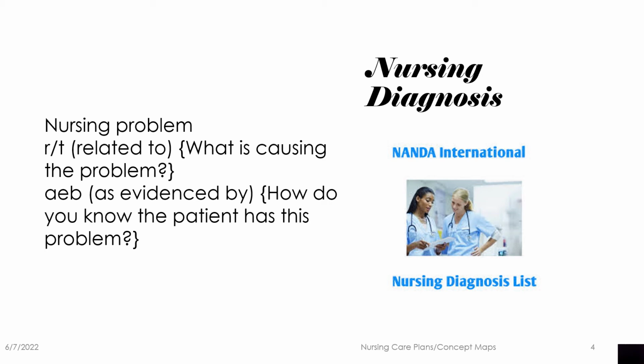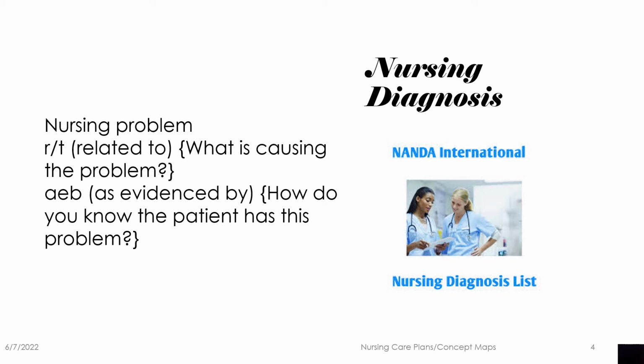For instance, you wouldn't say the problem is cancer. You would select a problem that the cancer is causing. For instance, if the chemotherapy the patient is undergoing causes extreme fatigue, you can use the diagnosis of activity intolerance. Related to refers to what is causing the problem. If the diagnosis is fluid and electrolyte imbalance, inadequate, what caused the problem? Is the patient vomiting? Do they have diarrhea? That would be your related to.